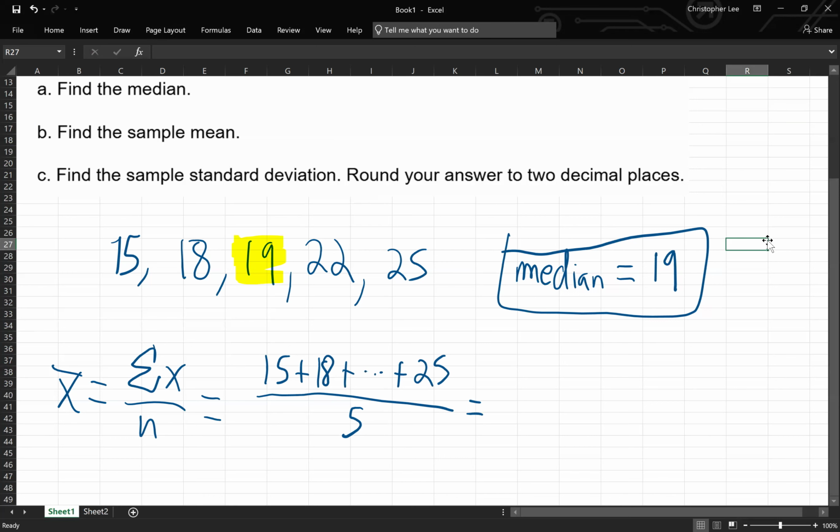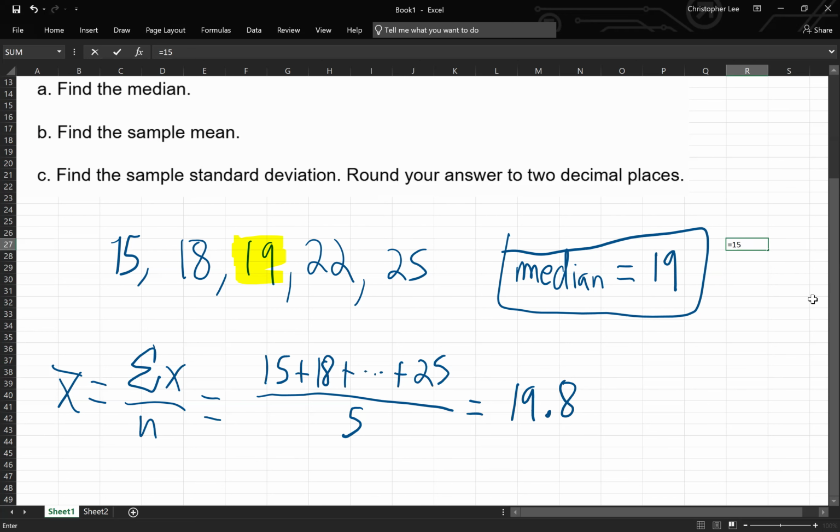All right, so let's add these up. Let me see what this is. The mean is 19.8? All right, so I heard 19.8. So we good? Everybody know how to do this?